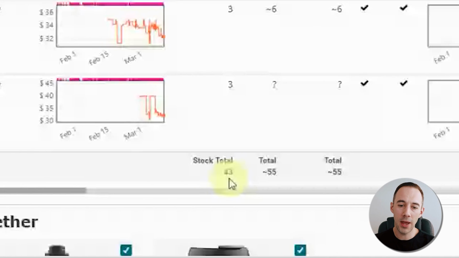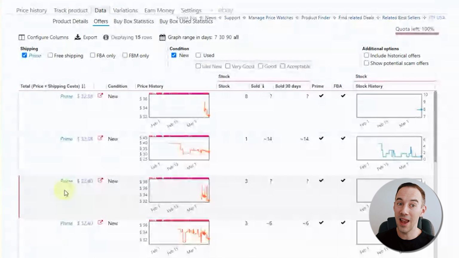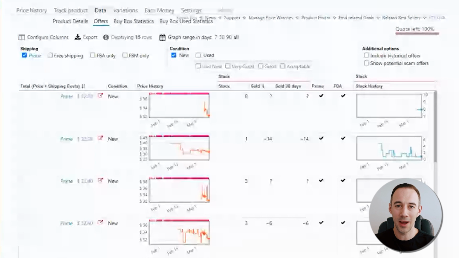Now, for me right here, what I can see is it's got 43 on the listing, and I'm like, actually, that might crash right now, but it's going to recover very quickly, and this helps you understand. I do look at this stock level here. I like that. I think that's really good, but I never ever look at the sold or the sold 30 days. That isn't very helpful. The data is very inaccurate.